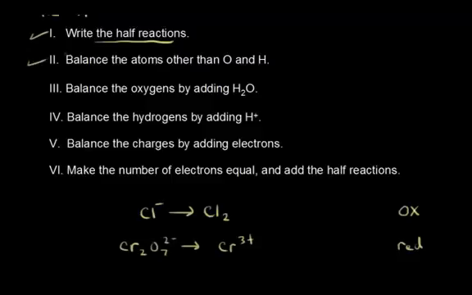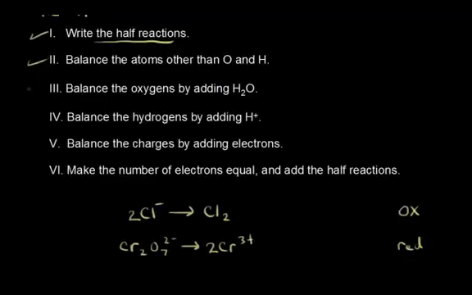Step 2, balance the atoms other than oxygen and hydrogen. And so if we look at our first half reaction, chlorine, we have 1 chlorine on the left and 2 chlorines on the right. So we need to balance it by putting a 2 over here on the left like that. We go down here to the reduction half reaction, and we have 2 chromiums on the left and only 1 on the right. And so we have to put a 2 right here to balance it. So step 2 is done.